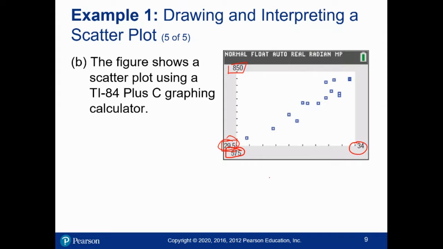If you had it going from like 0 to 100, then your plot would have everything squeezed right in here, and you'd have a lot of blank space, so it'd be difficult to read. So based on your data, try to get your graphing window to show things in a convenient way.